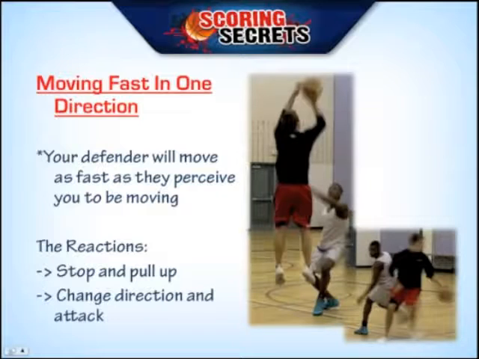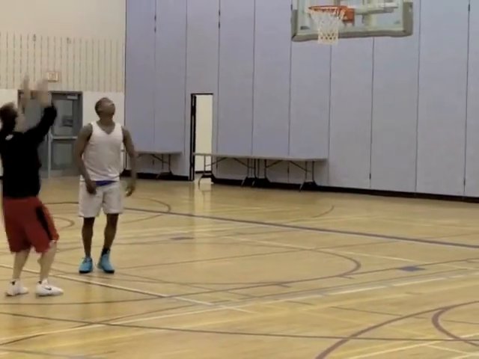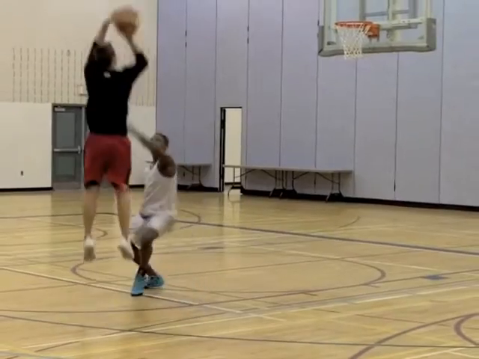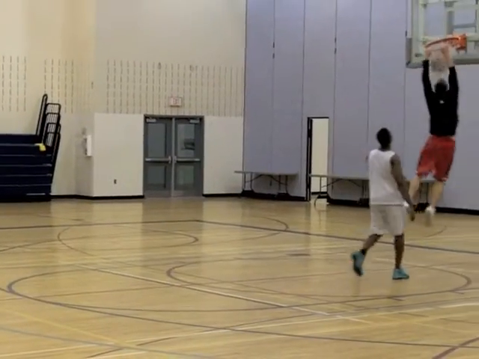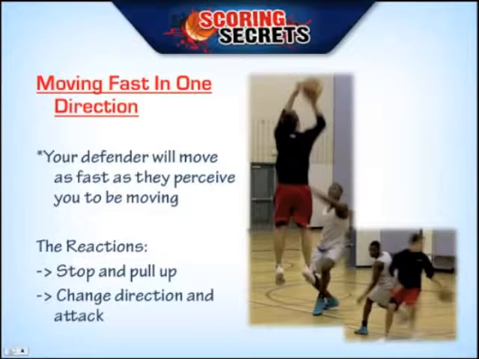Okay, so when you sell them on the fact that you're moving to that spot, they're going to try to beat you to that spot, and that gives you two opportunities. The first one is either stop and pull up, and they go flying by you and you get space to shoot, or you're going to change your direction and attack. They're going to go flying by you. You're just going to calmly change direction, attack the opposite side, and all of a sudden you've got 5 feet of room to operate.